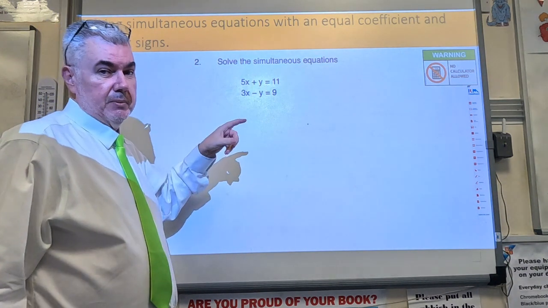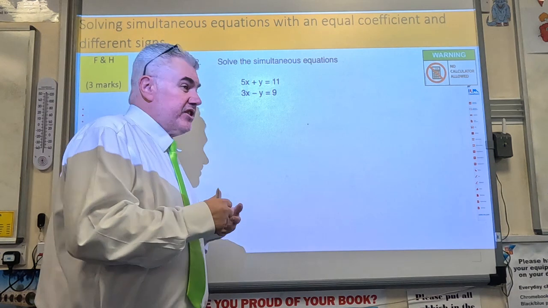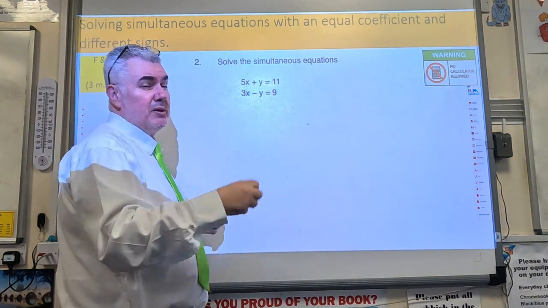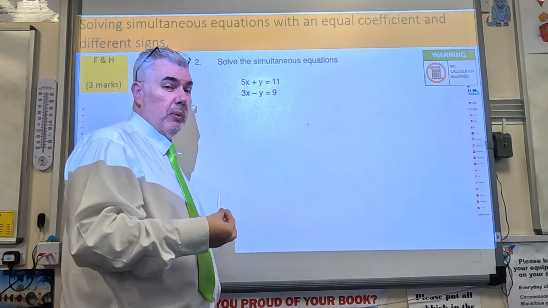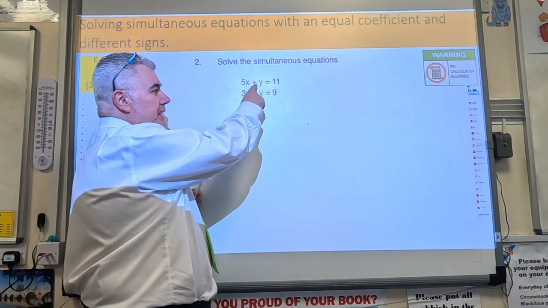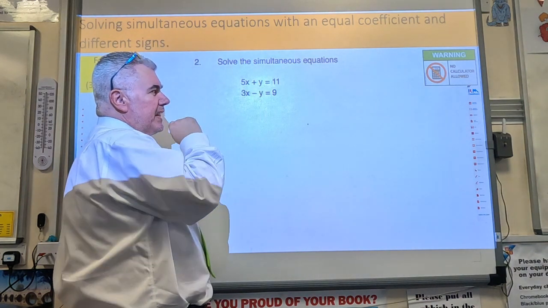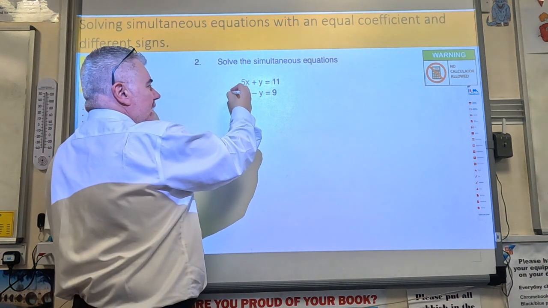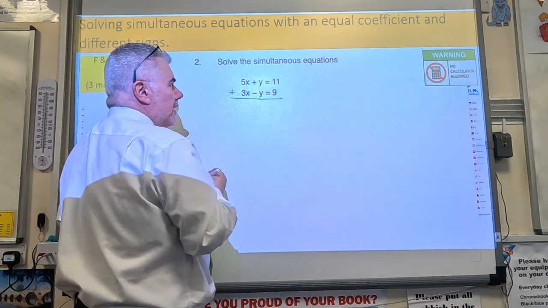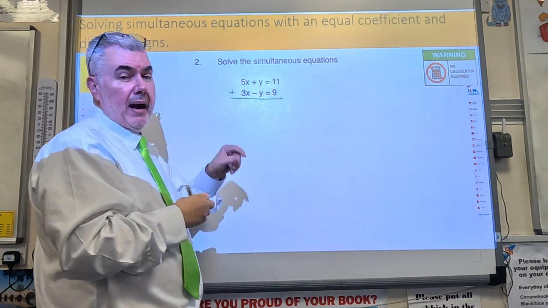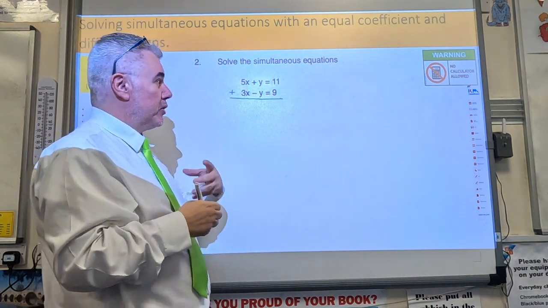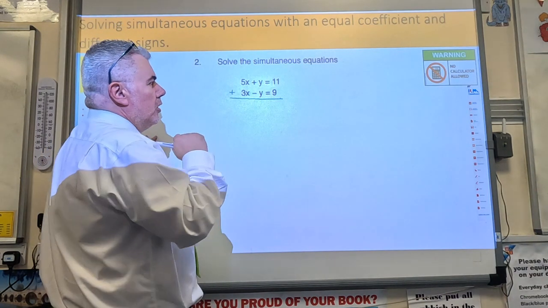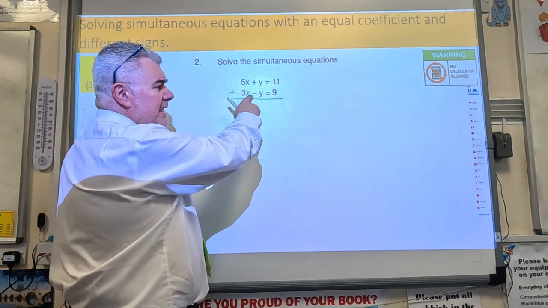How can I solve this simultaneous equation? I need to do what I did yesterday and think to myself, how can I get rid of plus y and minus y? This is why I want the coefficients the same, because I can get rid of it quite easily then. How can I get rid of these? If you think about it, I've got a positive and a negative. If I add these together, that should get rid of one of those y's. I'm always aiming to eliminate something. I'm using an elimination method. I want to get rid of something. So, let's add them, let's see what happens.